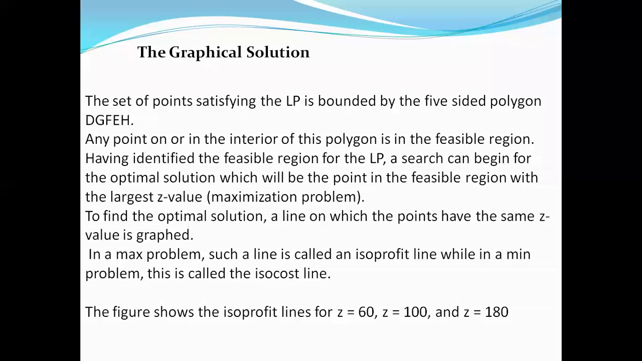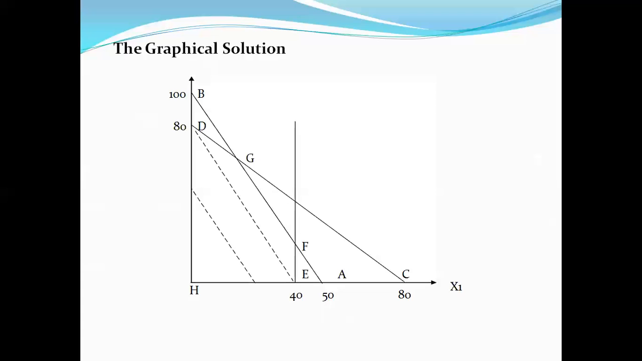And we have a point here to find the solution, a line on which the points have the same value has been graphed here. Considering the maximum working hours, that is 100 hours for the first one, finishing work, and the next one 80 hours, that is for carpentry work, considered in the y-axis direction.